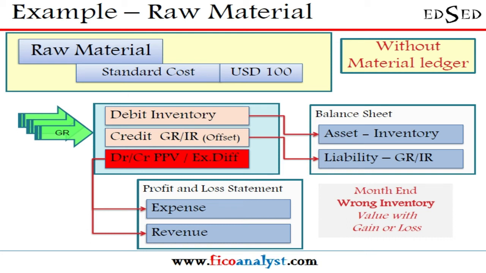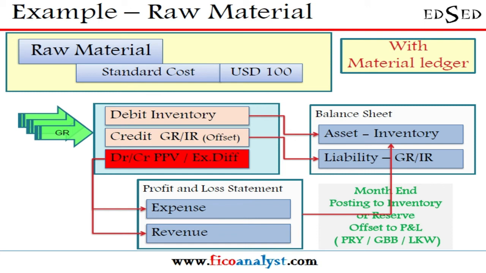If you are having a scenario without material ledger, what happens at the month end is you have a wrong inventory value, because this inventory is at standard, whereas actually you procured the inventory at a different price. So you will have a wrong inventory value, and the value difference is written off to the profit and loss statement itself. This is what happens in the scenario without material ledger. So let's go to the material ledger scenario. Now it is with material ledger.